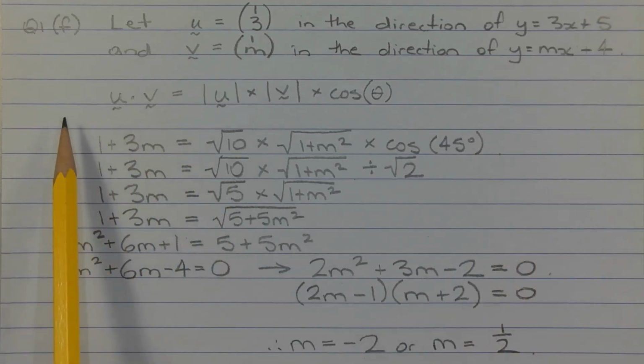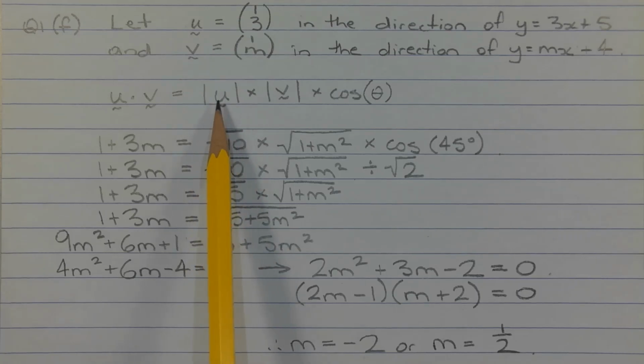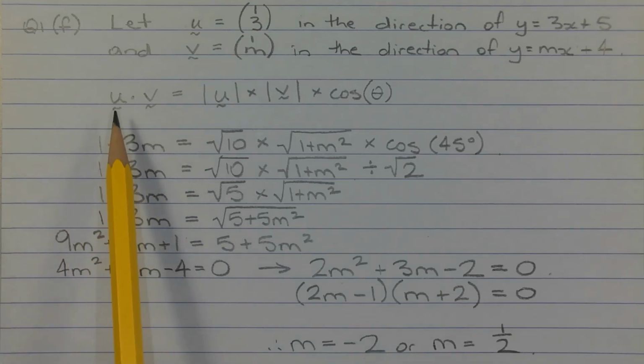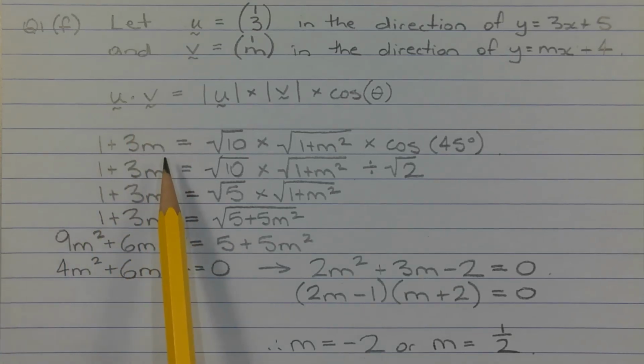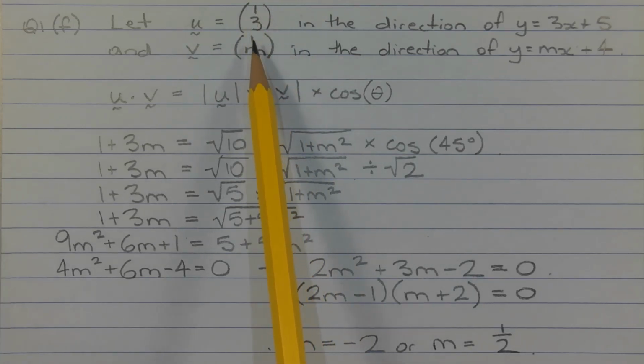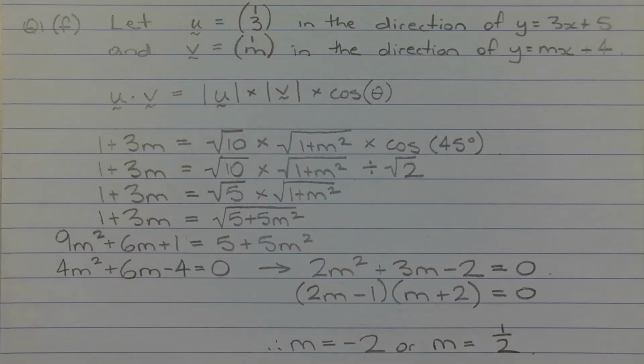Now we can use the dot product to find the value of m. If you recall, the dot product of u and v is equal to the magnitude of vector u times the magnitude of vector v times cos theta, where theta is the angle between the two vectors. The dot product u dot v is 1 plus 3m. We get that by multiplying the x components together, and then adding the product of the y components. So 1 times 1 plus 3 times m is 1 plus 3m.